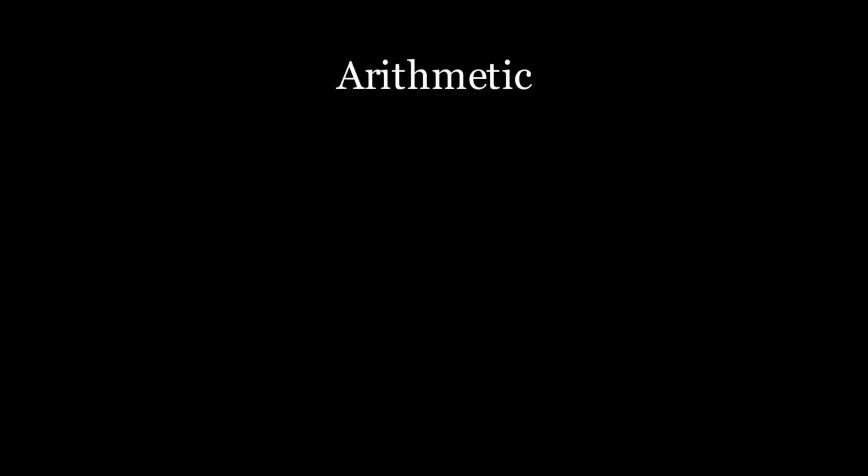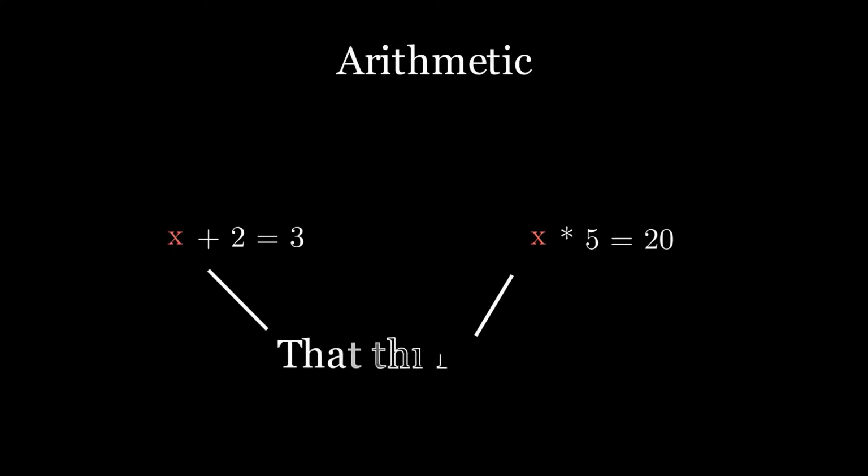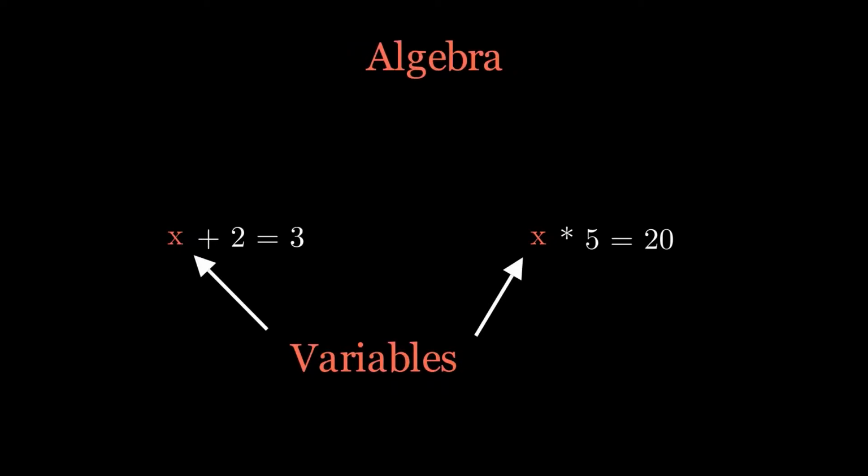As a little kid, you're probably introduced to arithmetic. Yes, the beloved 1 plus 2 equals 3, or 4 times 5 equals 20. Well, ancient civilizations realized that they didn't need all the parts of these equations. They would say that thing plus 2 equals 3. Well, that thing would turn into what we know today as variables. And algebra is the study of these variables and how they can be used together.